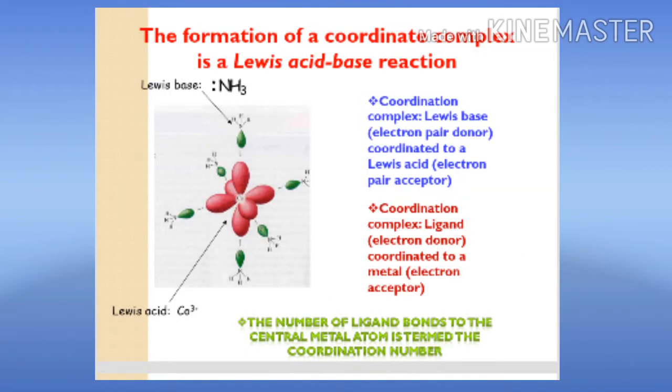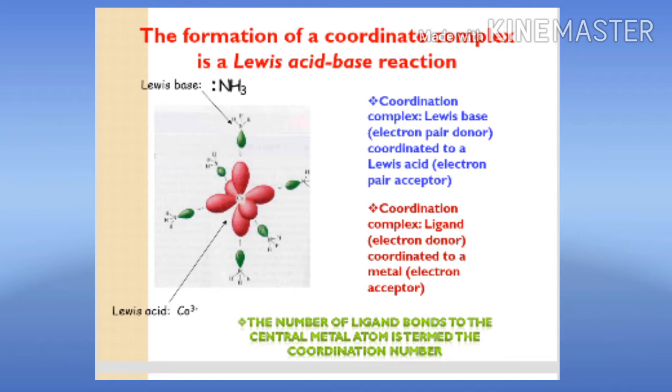The formation of a coordinate complex is a Lewis acid-base reaction. Simply, we can see in the image that the cobalt ion is acting as an acceptor of electrons, and an acceptor of electrons is called a Lewis acid, while the 6 ammonia molecules donate their lone pair of electrons to the cobalt ion, and in this way they behave as a Lewis base. The number of ligands bonded to the central metal atom is termed the coordination number.